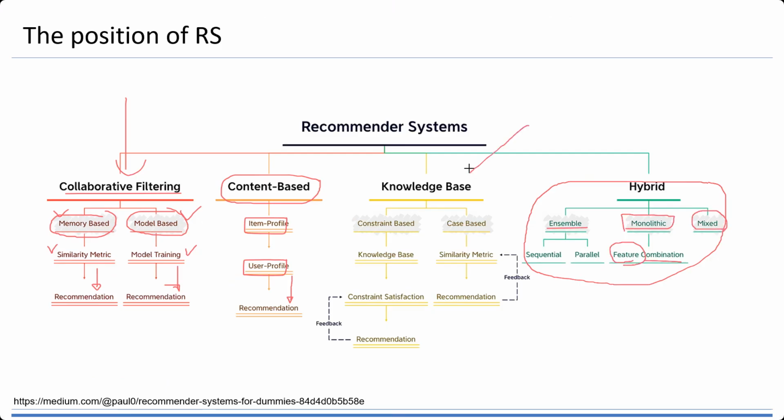So today we are going to learn about knowledge base. In the knowledge base, there are two concepts, as I mentioned to you. We can use the constraint base, and the other we can use case base. In the constraint base, we are going to use the knowledge, and we may have some constraints before we do the recommendation. And for case base, we are looking at the similarity, and we can do the recommendation among the feedback from the users.